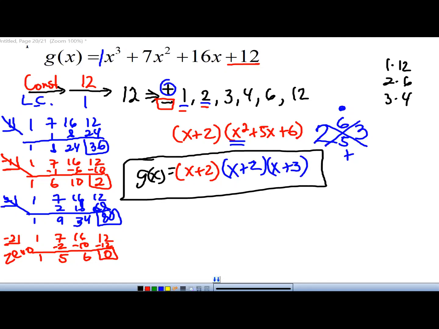Just a question. Where's LC in the equation? It's the first one, right? The biggest.